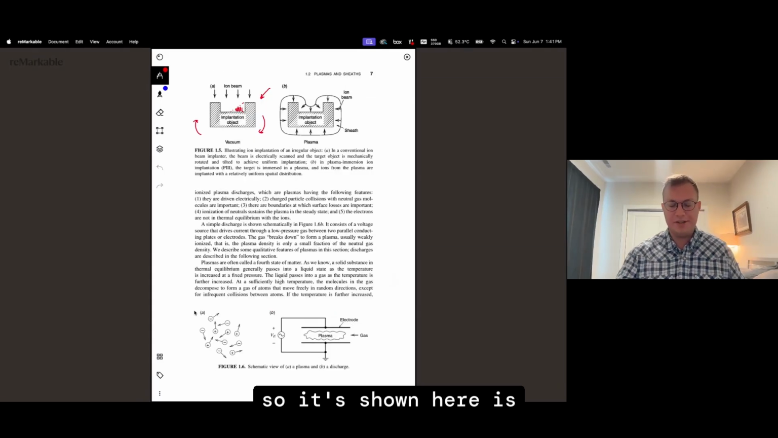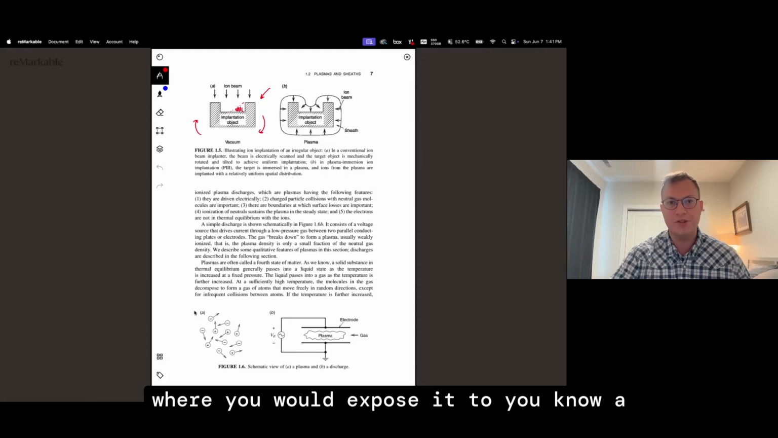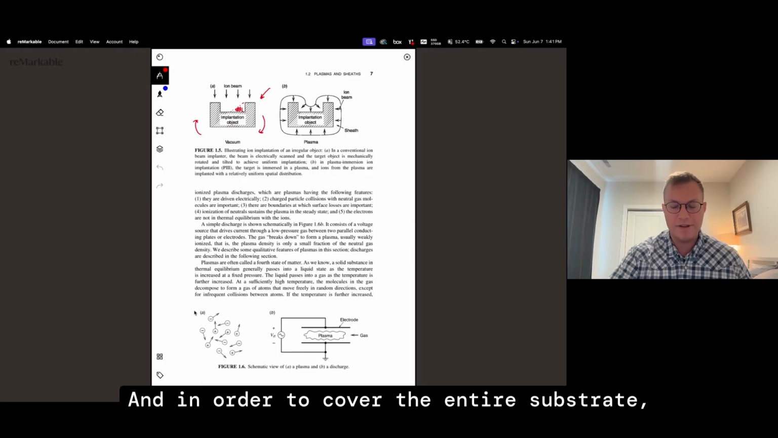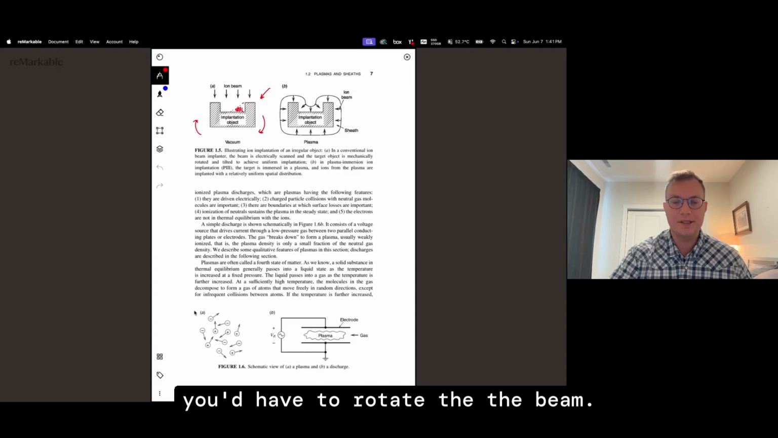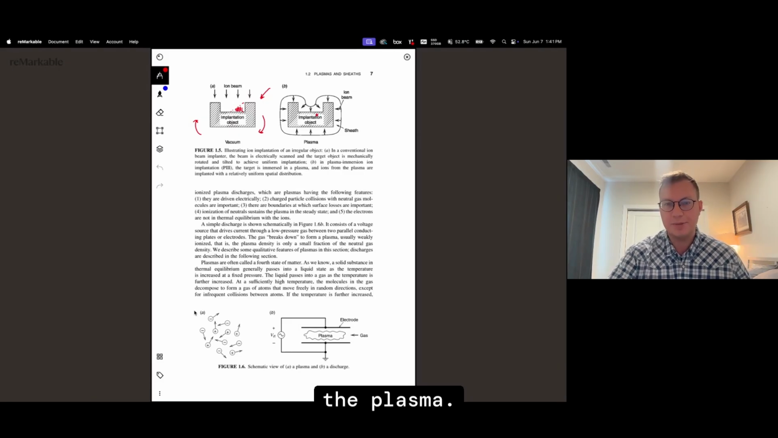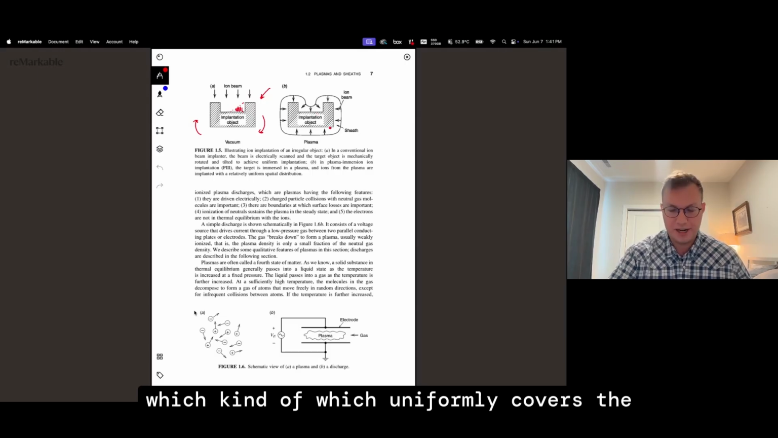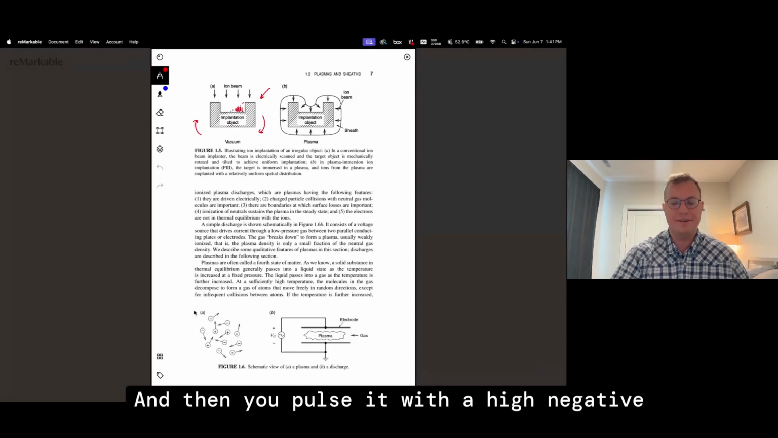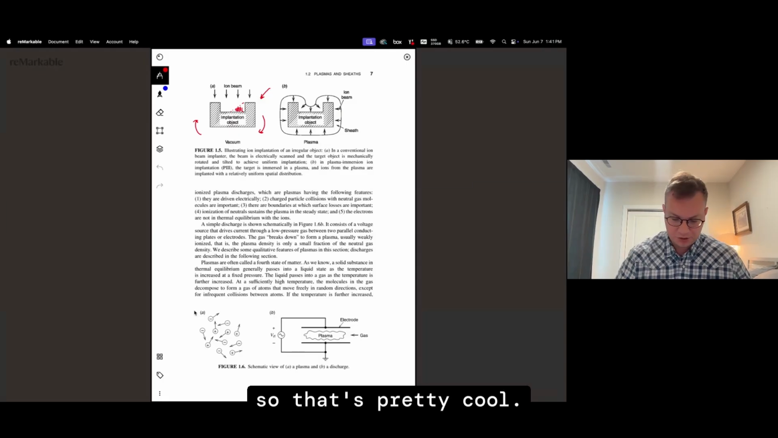So what's shown here is, on the left is kind of how you would traditionally get ions implanted into the object, where you would expose it to a monodirectional beam coming in. And in order to cover the entire substrate, you'd either have to rotate the substrate or you'd have to rotate the beam. Versus with PI, you stick the entire thing into the plasma. The plasma naturally forms an electric field which uniformly covers the substrate, and then you pulse it with a high negative voltage, which pulls ions into it. So that's pretty cool.